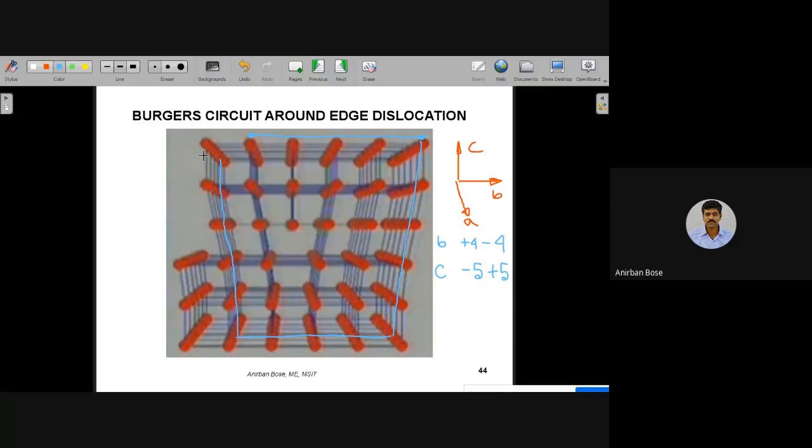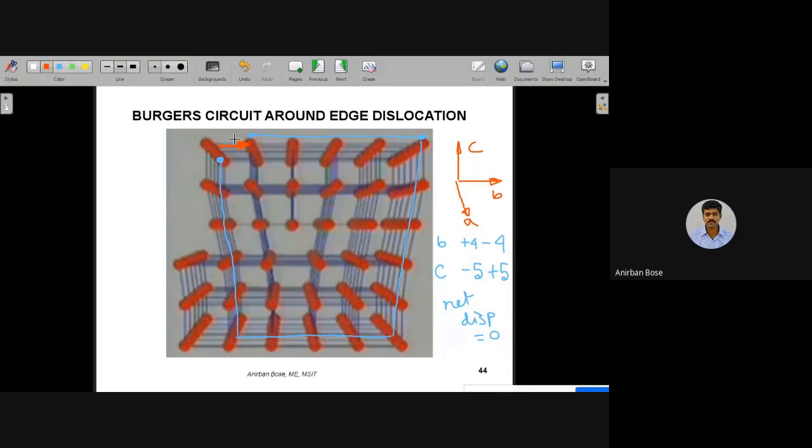And you see, when you come to this location, your net displacement is equal to 0. You come to a location where the net displacement is 0, but still the circuit is not completed. So to complete the circuit, what is remaining? You have to draw one more line in this direction to complete the circuit. This is the closure failure, because your Burgers circuit is not completed. To complete the circuit, you have to draw a line in a particular direction, and definitely it will have a certain magnitude.